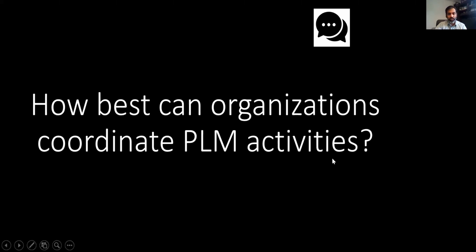Okay, so let's see what I had in cross-functional teams. Yeah, having cross-functional teams so that they can better coordinate and collaborate.